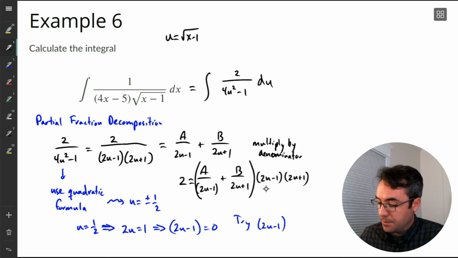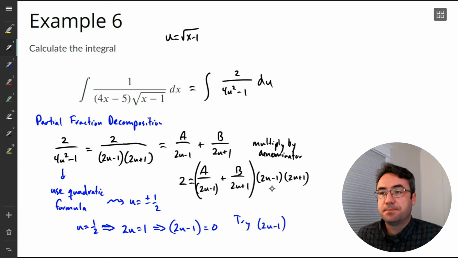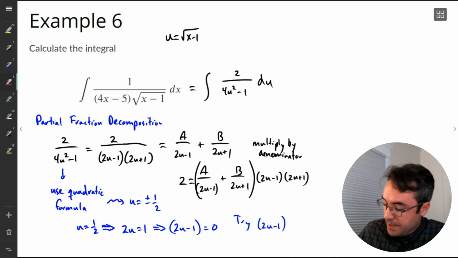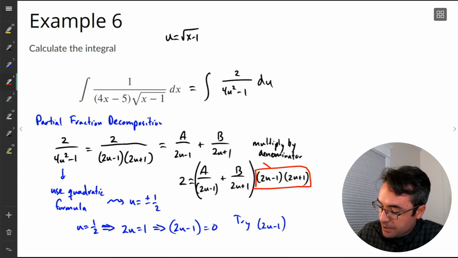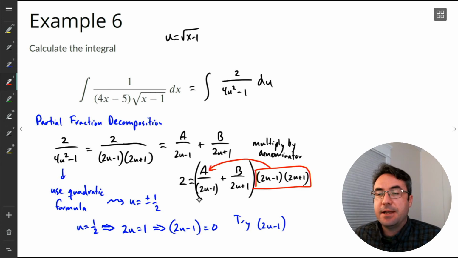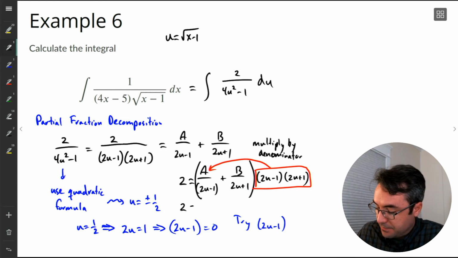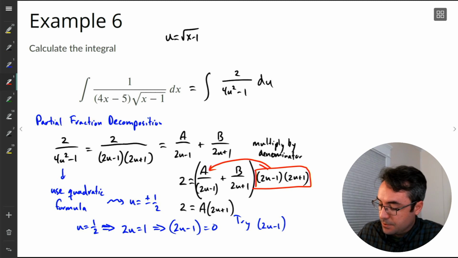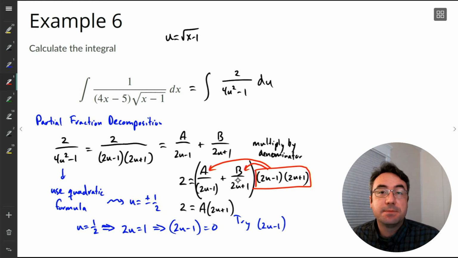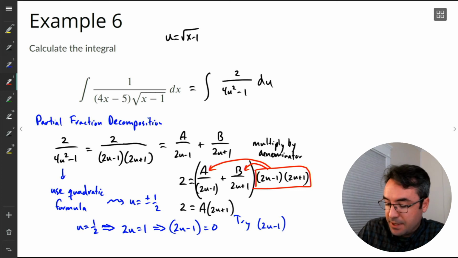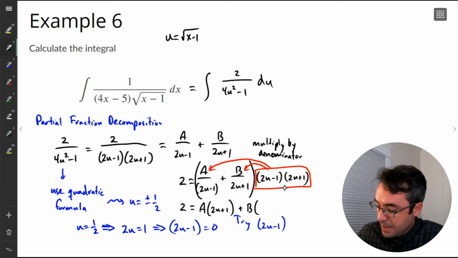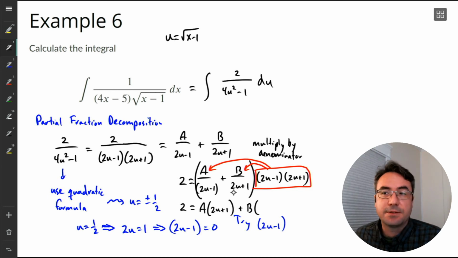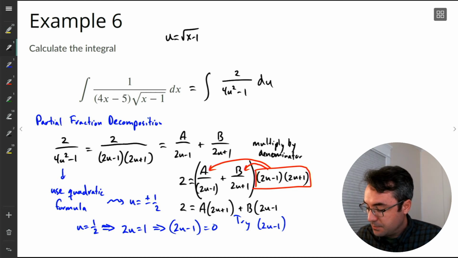So we're going to distribute. And when we take this term in the denominator, we're going to distribute it to the first fraction. And the 2u minus 1s are going to cancel. So we're going to be left with 2 is equal to a times 2u plus 1. And then do the same thing. We're going to take this whole denominator piece that we're multiplying by, multiply it with the second fraction, and that's going to give us plus b. And here the 2u plus 1s are going to cancel. So we're going to have 2u minus 1 left over.